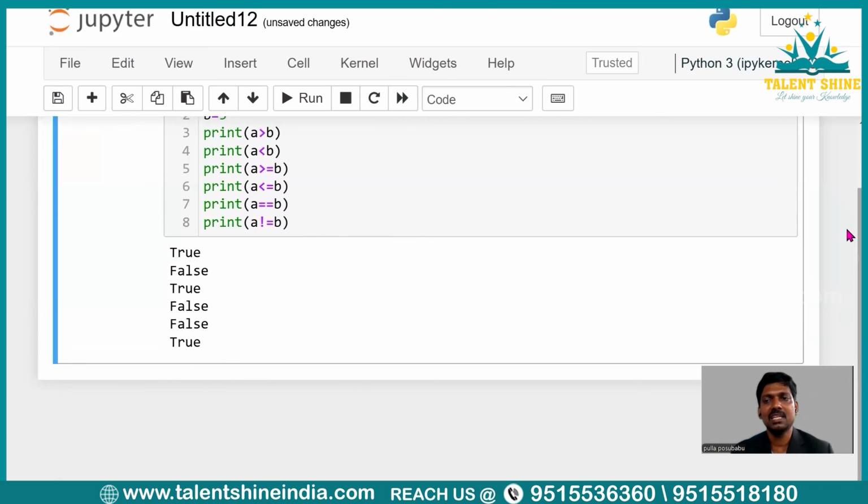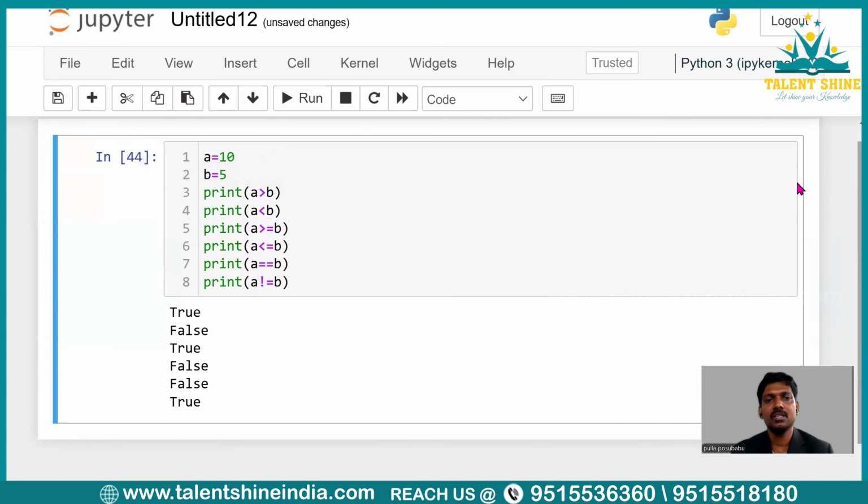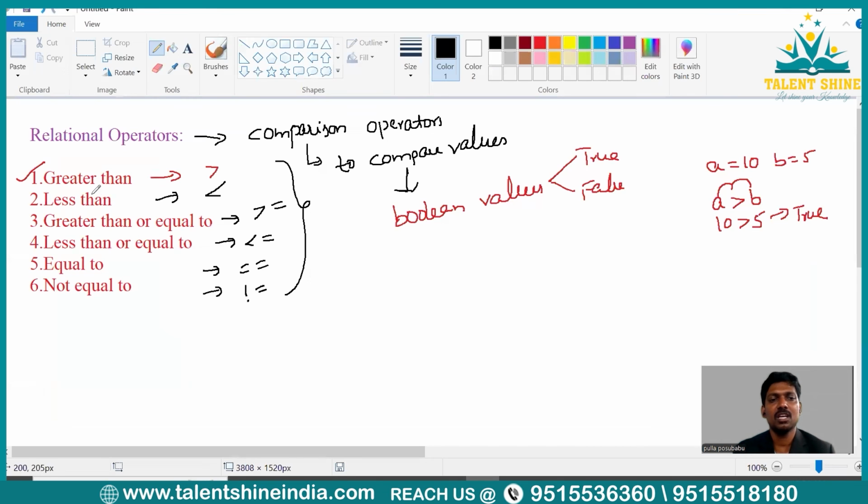I hope everybody is clear with the operators under the relational operators. These are the operators we are going to use in order to perform the operations. Remember, it returns Boolean values. According to the condition, the output might be true or false. I hope everybody is clear with the relational operators and arithmetic operators.